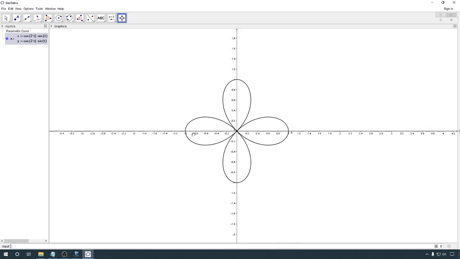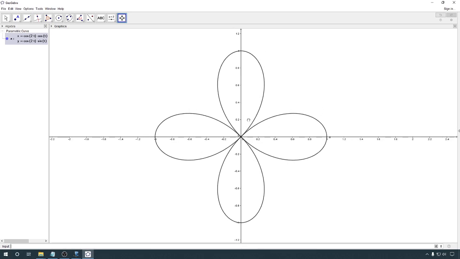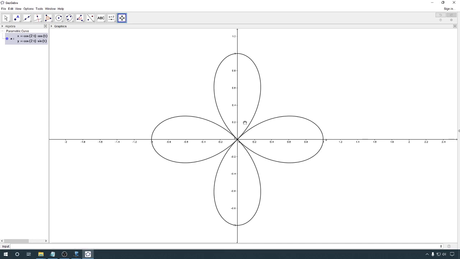So that's what the curve is supposed to look like. And this is frequently referred to as a rose curve or rose petal curve. This would be the rose with 4 petals.